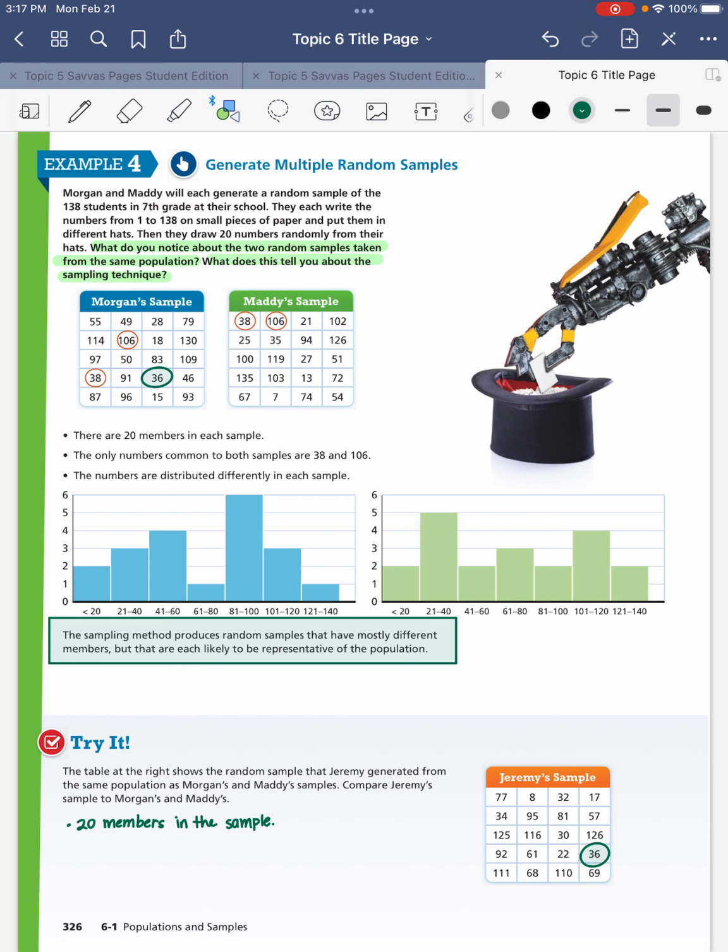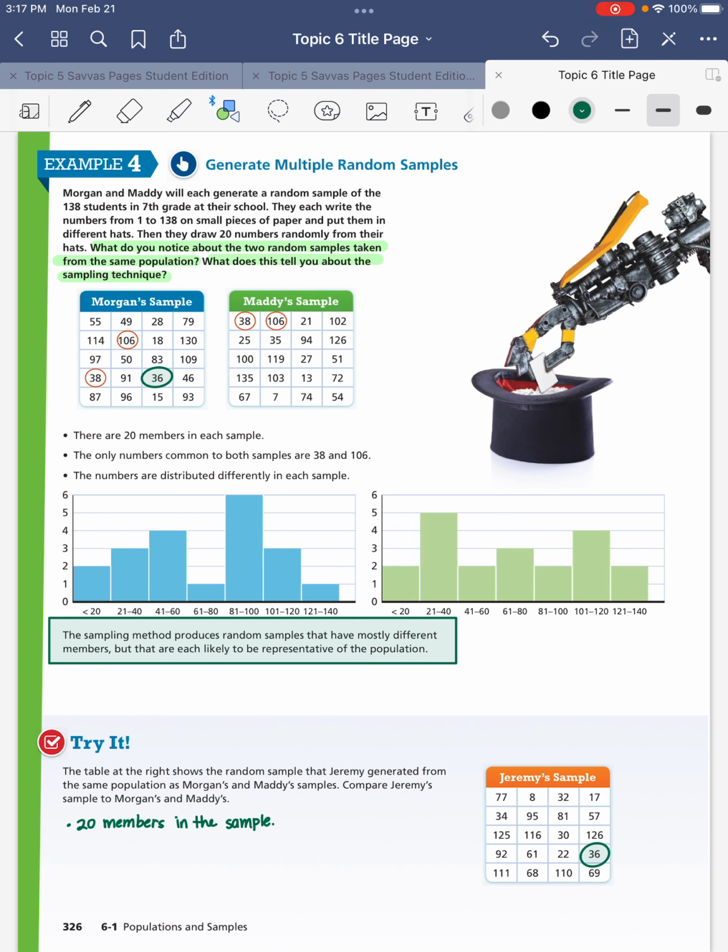Okay, now let's see. I've got 130, 109, and 46. I don't see any of those. The last one is 93. I don't see any of those. Okay, so now let's compare to Maddie's sample. So 38, 25, 100, I don't see that. 135 and 67, I do not see.